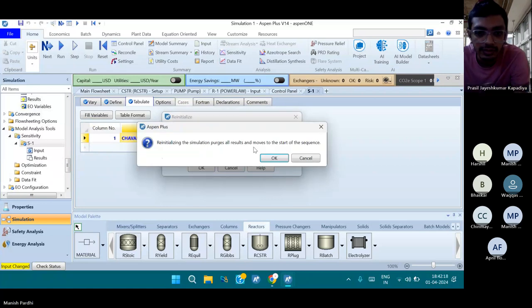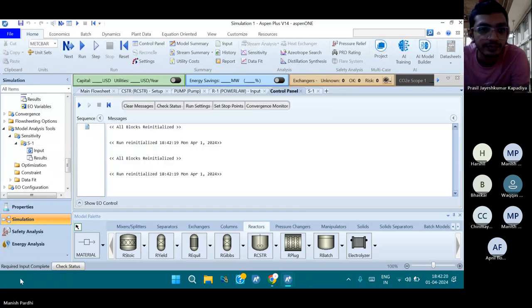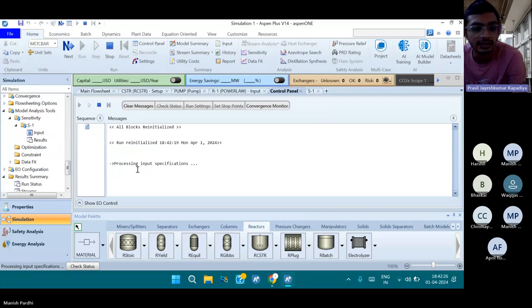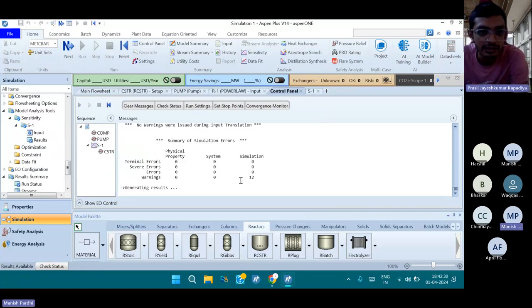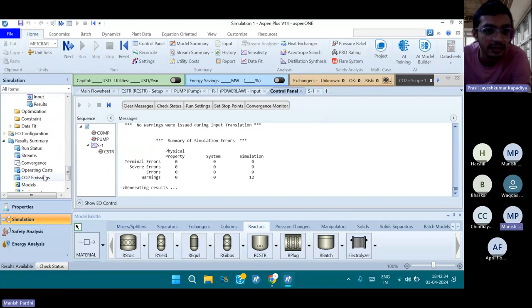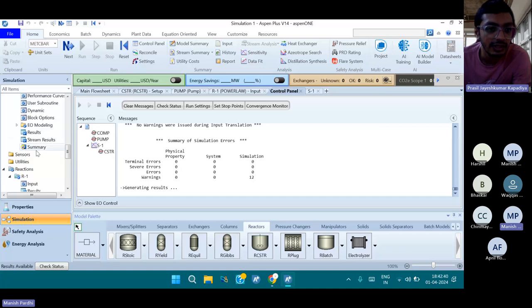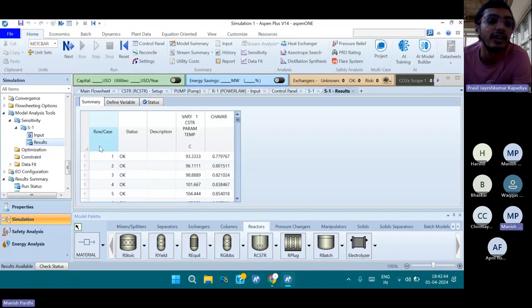Yes, okay. Now run it. You need to run it. It will take some time, I guess. Okay, now go to S1 results. No, not there. I want to see sensitivity results. Okay, go to sensitivity. Yeah, there only.